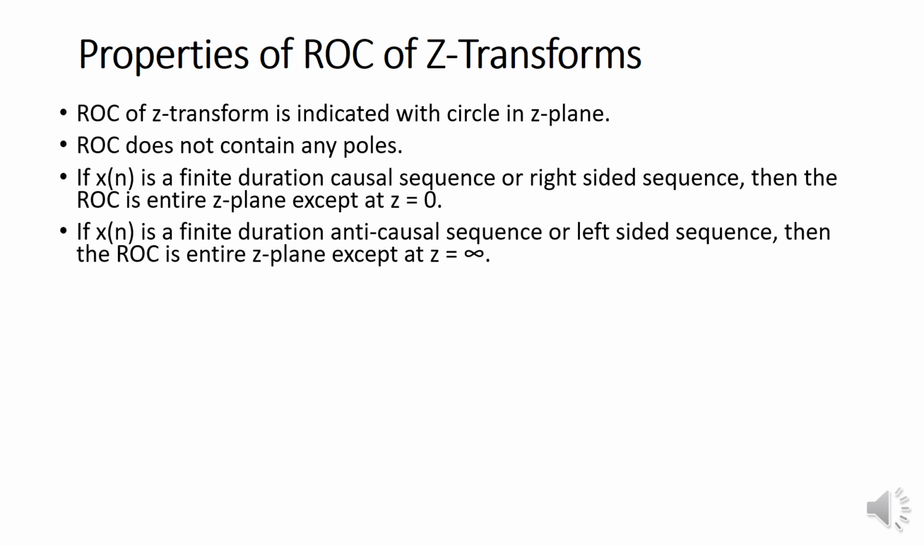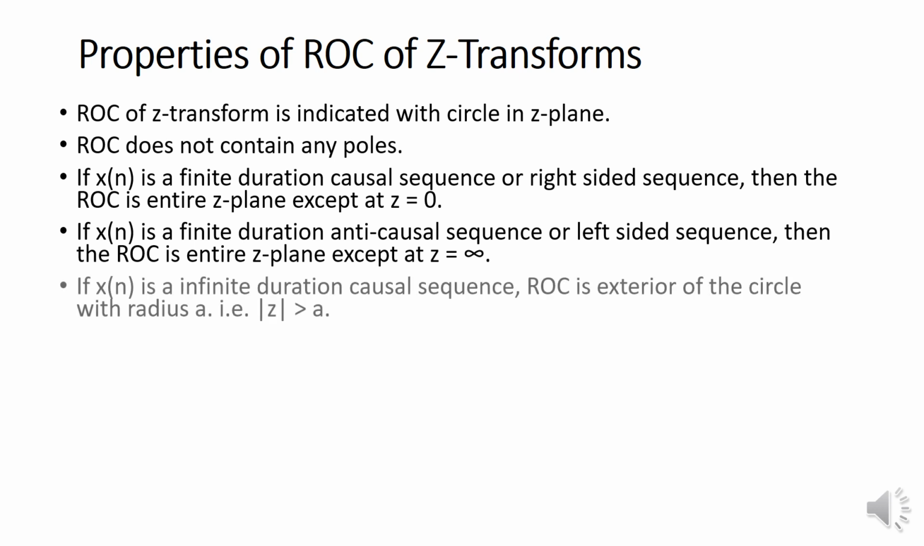Let's say x[n] is finite duration, but anti-causal. Anti-causal means a left-sided sequence. Left-sided sequence means x[n] will exist for n equals 0 and n less than 0, that means n negative. There won't be anything for n larger than 0. So at that time the ROC will be the z plane except z equal infinity.